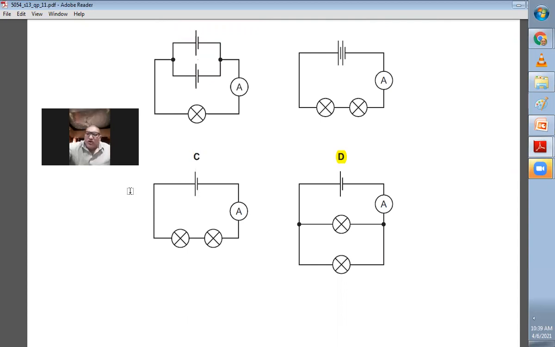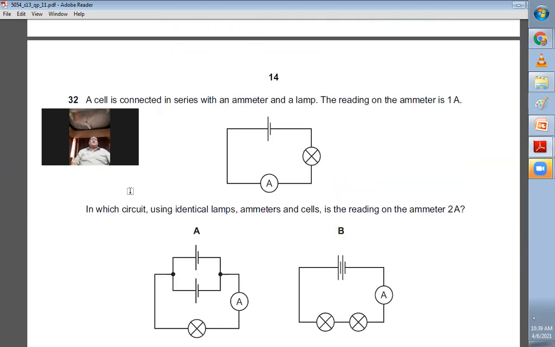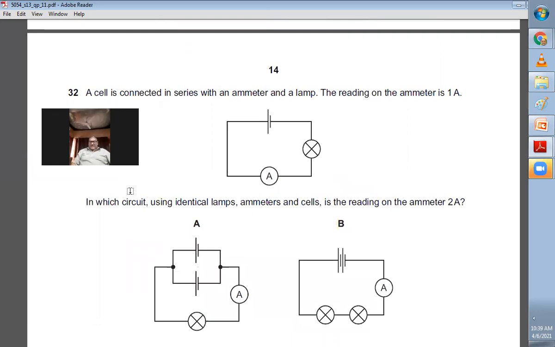Okay, so let's move to the next part. So D, I think this was question number 32. 32, D is the choice.